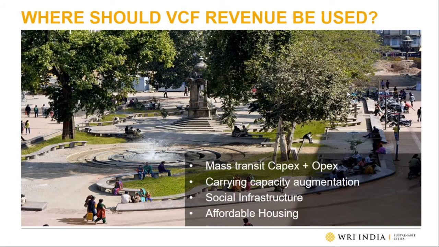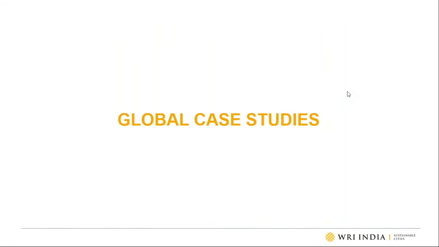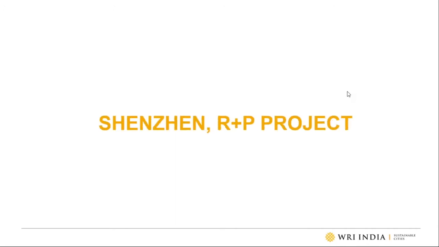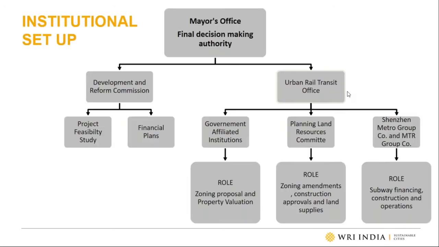Let's look at some global examples of how things were done in certain global cities. I am going to start with the Shenzhen Rail Plus Property model project. Shenzhen is the first city in mainland China to successfully implement Rail Plus Property development, with decreasing capital investment by the Shenzhen city government.